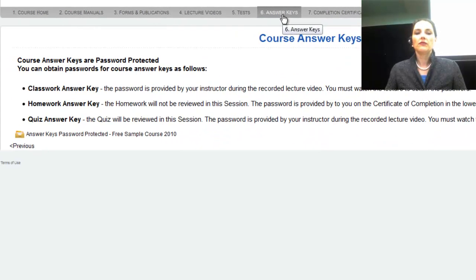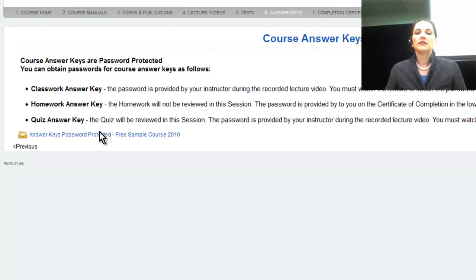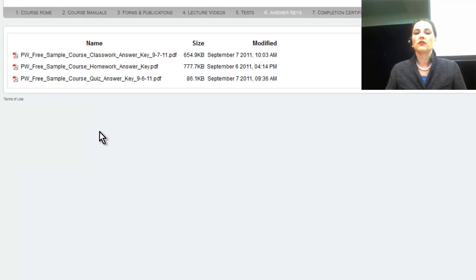Underneath the Answer Keys tab are answer keys for today's work assignments. There are answer keys for classwork, homework, and quiz. During today's class, I will be giving you passwords that unlock the classwork assignment, and I will be giving you passwords that unlock the quiz answer key. However, the homework answer key, I will not give you the password for that.